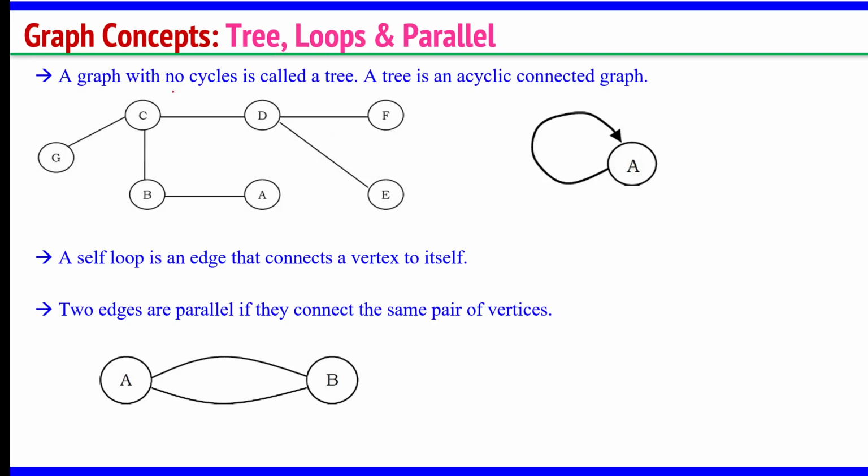Then a graph with no cycles is called a tree. So this is a tree, it has no cycles, it is a tree. So a tree is an acyclic connected graph. Then a self loop is an edge that connects a vertex to itself.